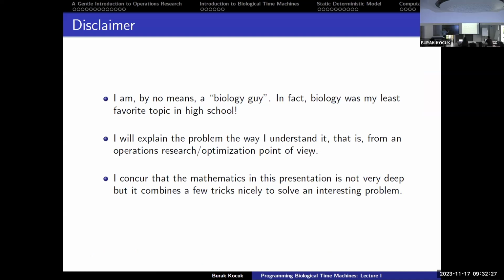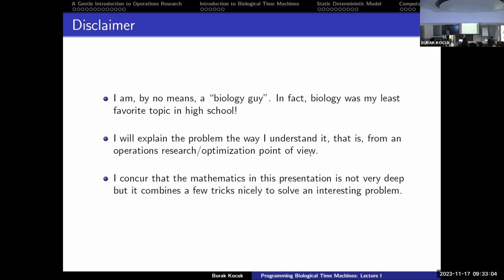So I don't know much about biology, to be honest. Since I graduated from high school, I've never been formally introduced to any more biology topics. Anyway, biology was my least favorite topic in high school. But I like doing optimization. So I'm an industrial engineer. I obtained my PhD degree in operations research. So I do a lot of optimization, all different kinds of optimization. I'll talk about it briefly later on.